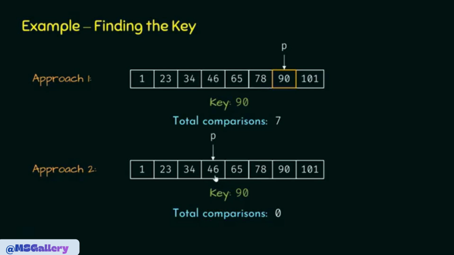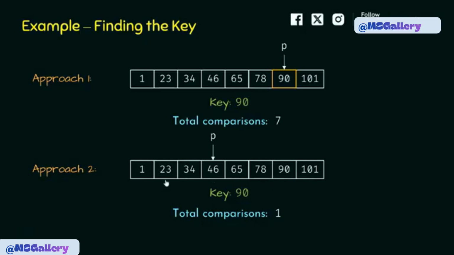Is 46 equal to 90? 46 is not equal to 90. At this point, we are done with one comparison. 46 is not equal to 90, but 90 is greater than 46. We can observe that the list is in ascending order. This means items are arranged in ascending order. This means there is no chance that 90 can appear before 46.